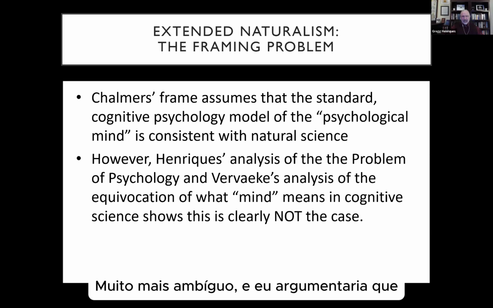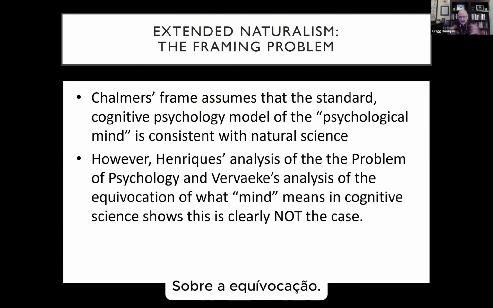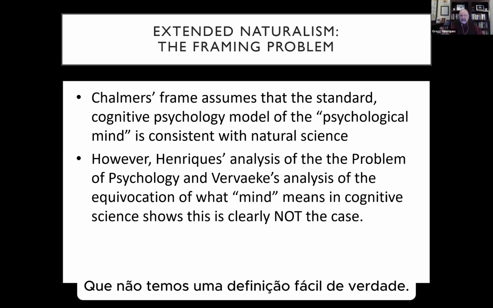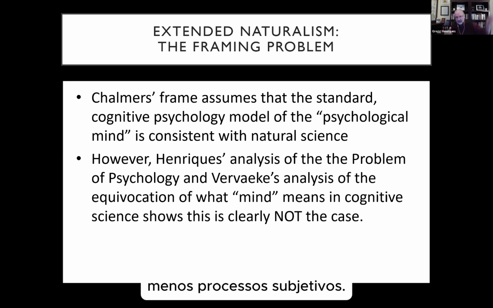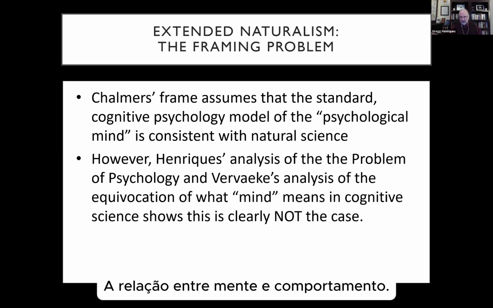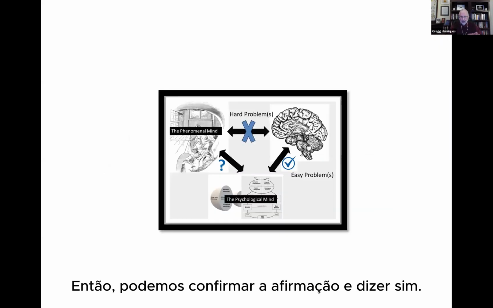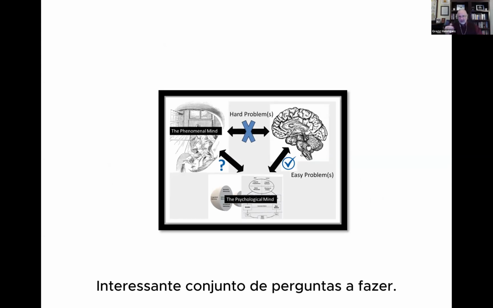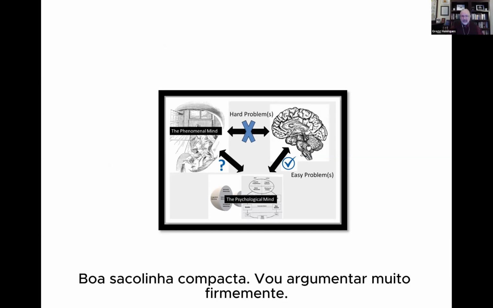And I would argue that my work on the problem of psychology and John's work on equivocation on what mind means in cognitive science points very clearly that we don't actually have an easy definition of mind, minus subjective processes, that clarifies the relationship between mind and behavior in a way that science can organize. So we can box the claim in and say, yes, there may well be an interesting set of questions to ask between the nature of neurocognitive activity and subjective conscious experience of being. But it is not the case that it's all easily tied together in a nice, tight little bag.